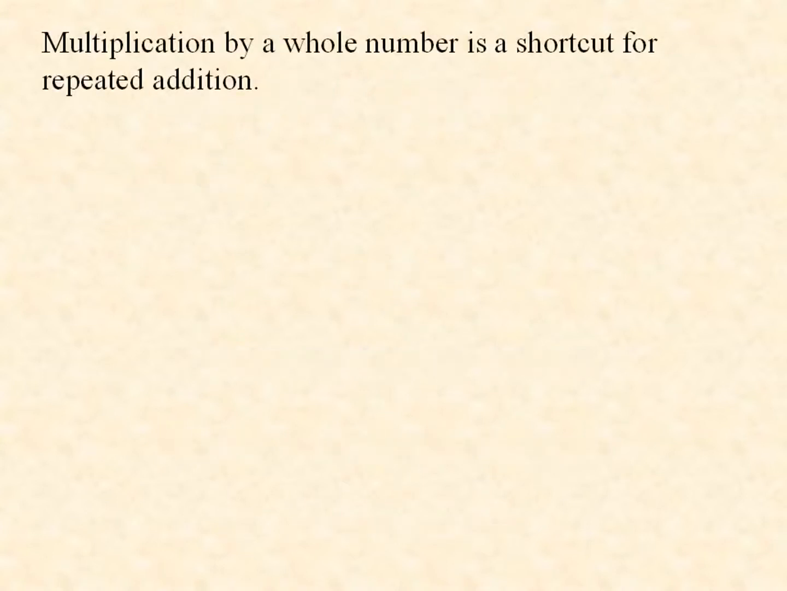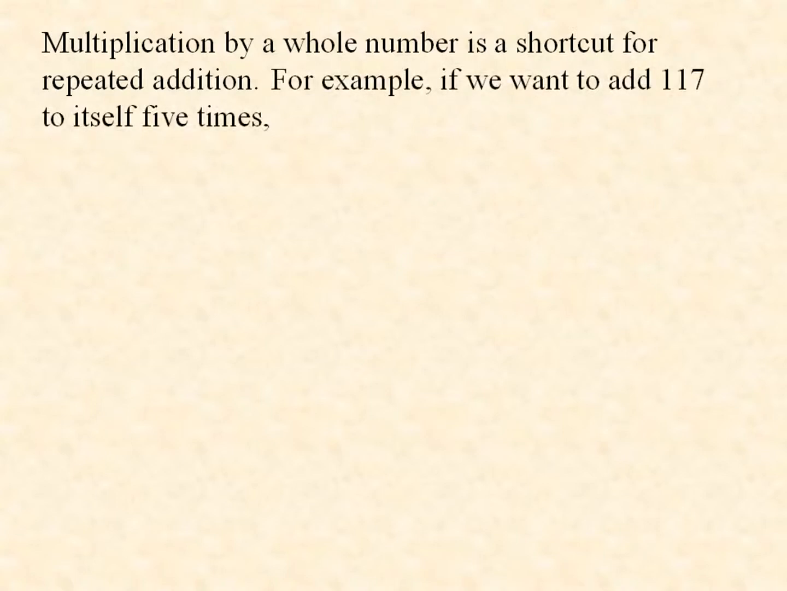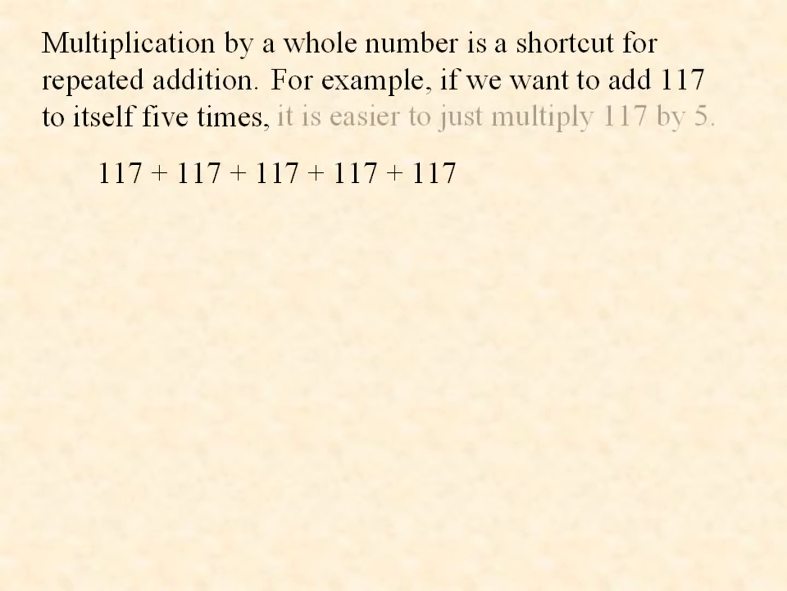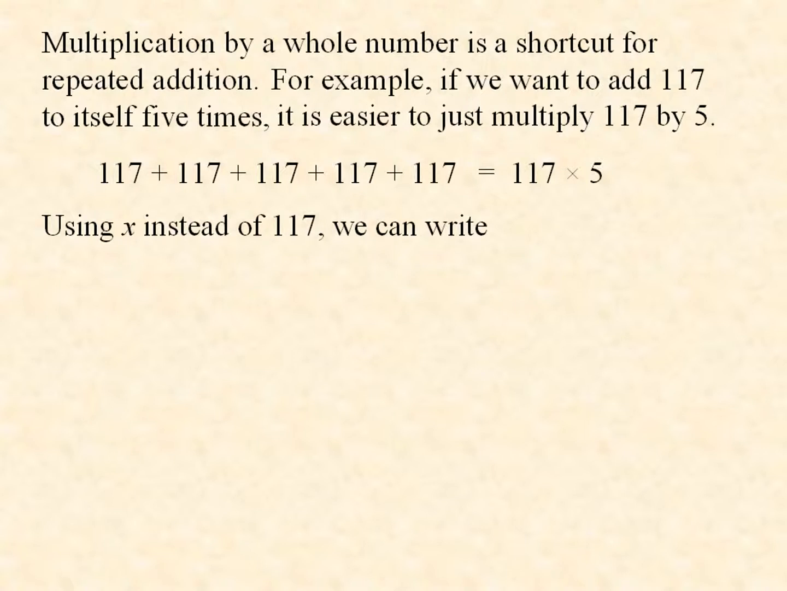Multiplication by a whole number is a shortcut for repeated addition. For example, if we want to add 117 to itself 5 times, it is easier to just multiply 117 by 5. Using x instead of 117, we can write x plus x 5 times is x times 5, which is the same as 5x.